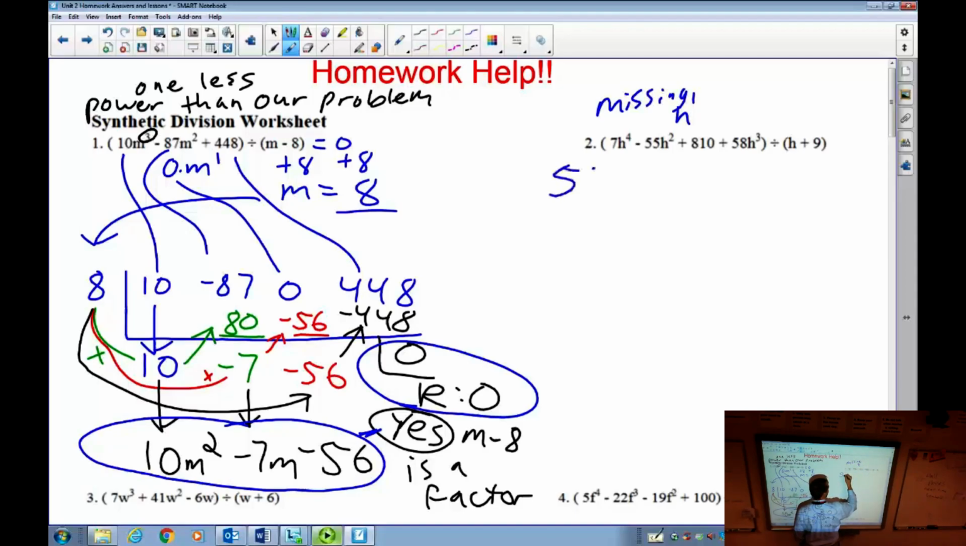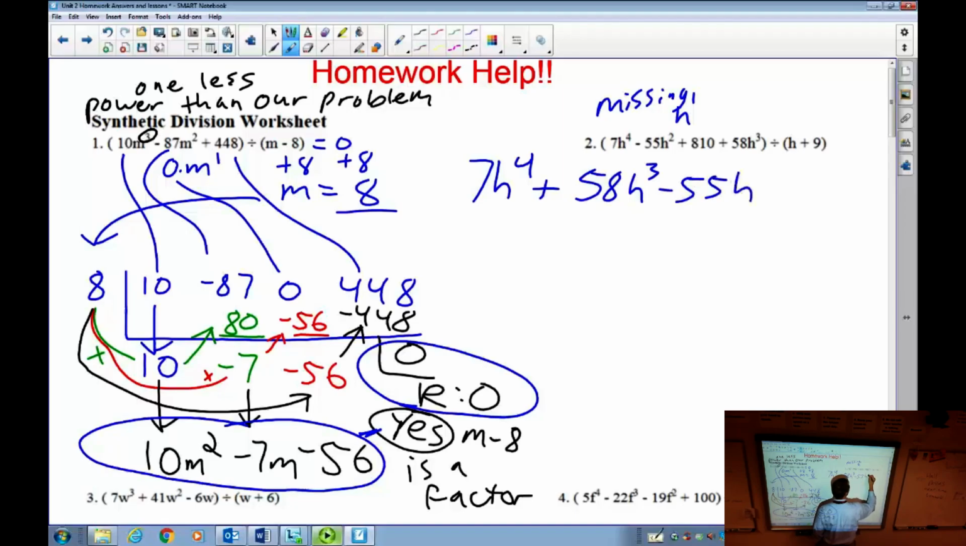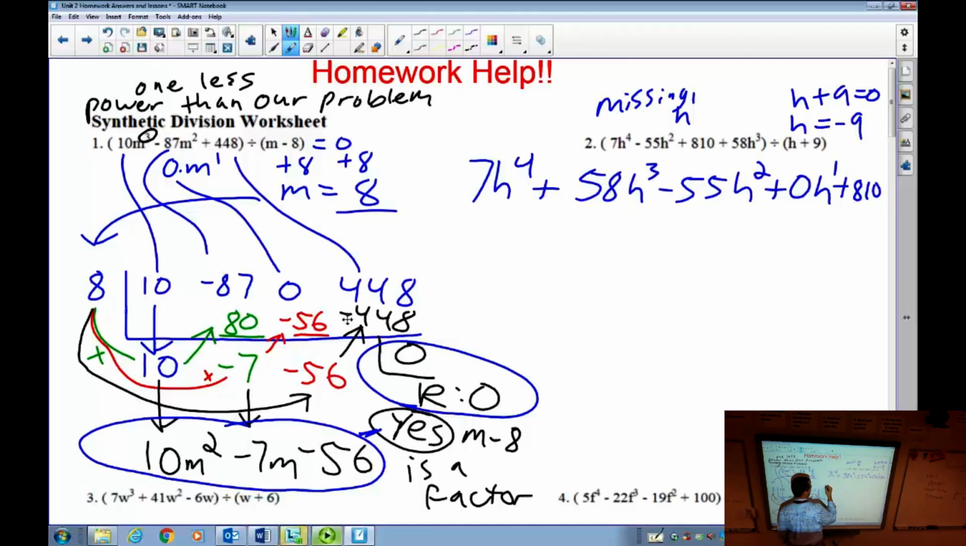So I'm going to go over here. I'm going to do 58h cubed. Oops. We actually do have a 7h to the 4th, which is bigger than h cubed. So 7h to the 4th plus 58h cubed minus 55h squared plus 0h to the first power plus 810. So now that's set up correctly and we can proceed.